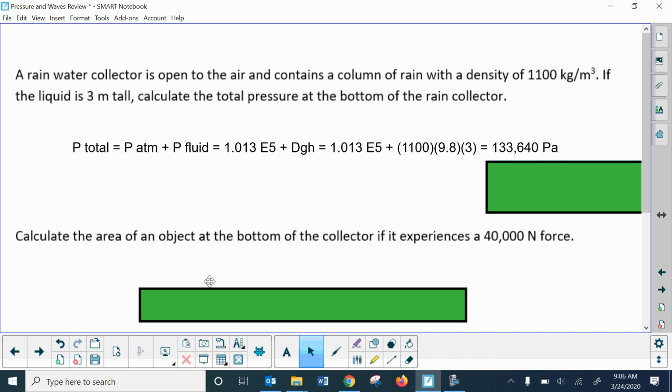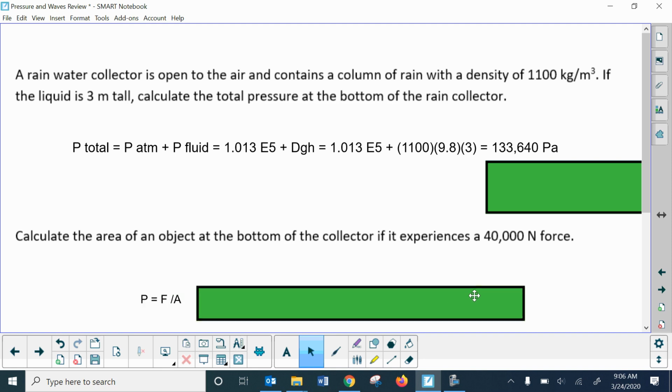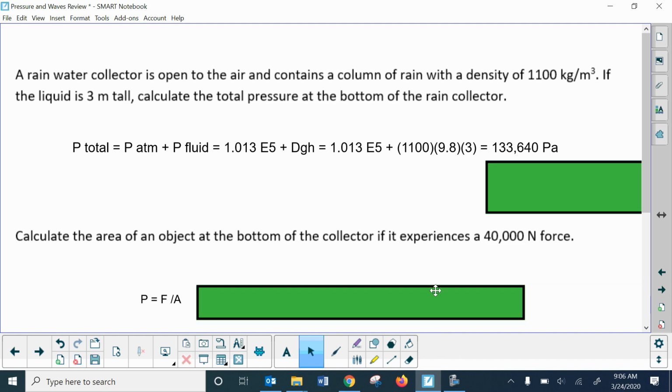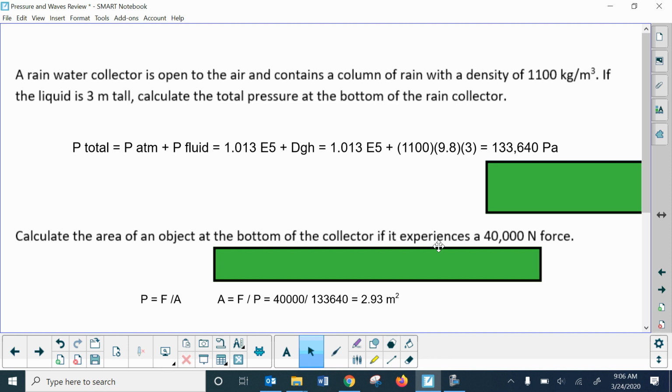Part B asks you to calculate the area of an object at the bottom of the pool if it experiences 40,000 newtons of force. So it's this pressure, and pressure again is just force over area. So you're going to solve for area, so force divided by pressure. And when you do that, you get 2.93 meters squared is the area of that object.